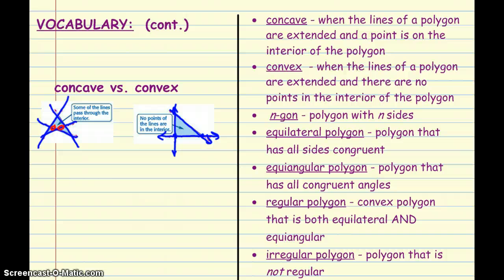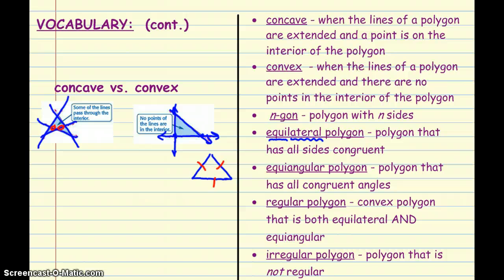Next word, equilateral polygon. If you look at this, you see the prefix equa, meaning equal, and then lateral talks about the sides. So an equilateral polygon is a polygon that has all sides that are congruent. And then the way that we designate that, if we're looking, for example, at a triangle, this is an equilateral triangle. What you'll end up seeing on those shapes is you'll see little marks, and those little marks are telling me that all three of those sides are exactly the same.